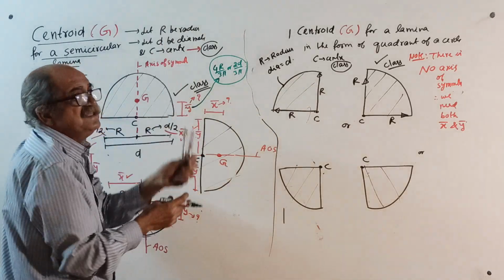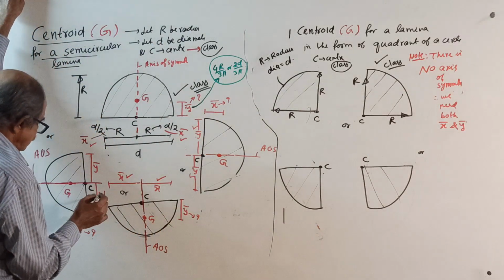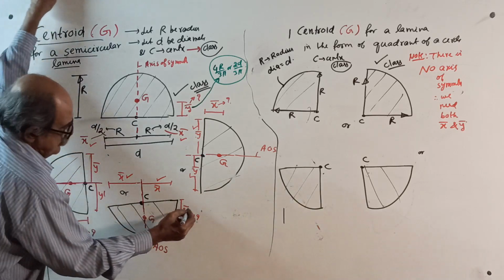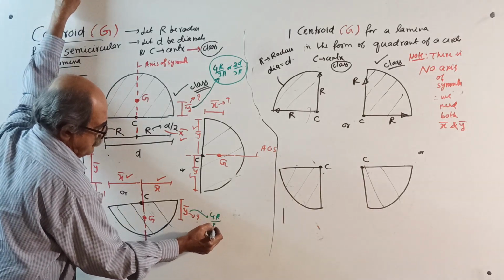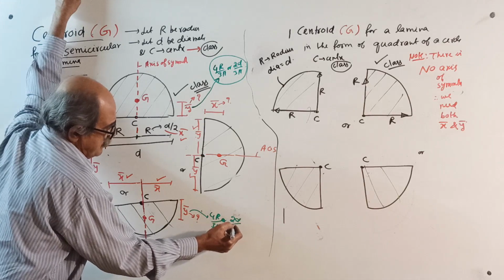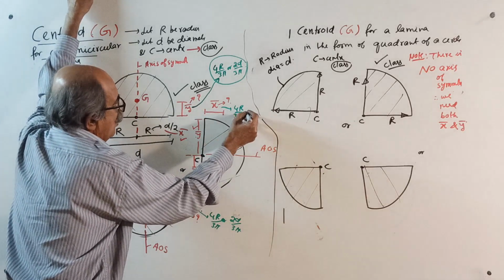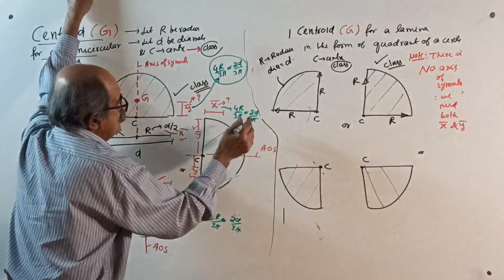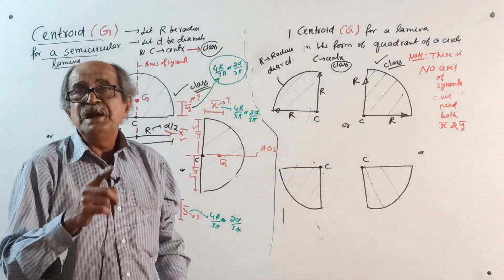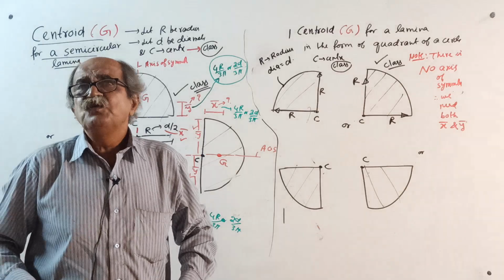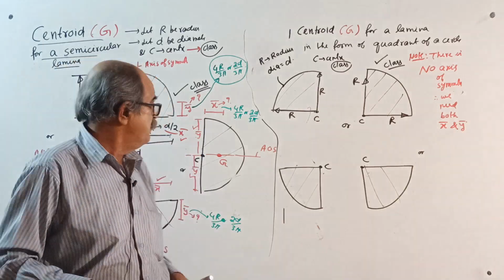Rounded means I am giving an anticipatory answer. Then this x bar also will be either 4r by 3 pi or 2d by 3 pi in case of diameter. Here, this y bar also will come 4r by 3 pi or 2d by 3 pi. So, for a semicircle, of the centroidal distances, one of them is fixed exactly midway. The other is at either 4r by 3 pi or 2d by 3 pi. We have to get it now.